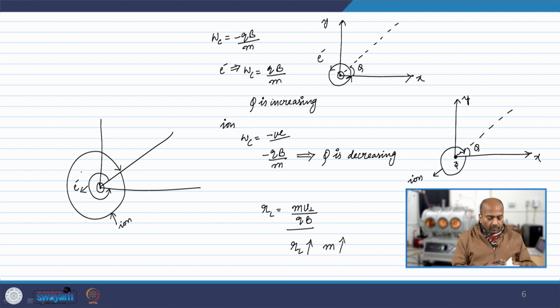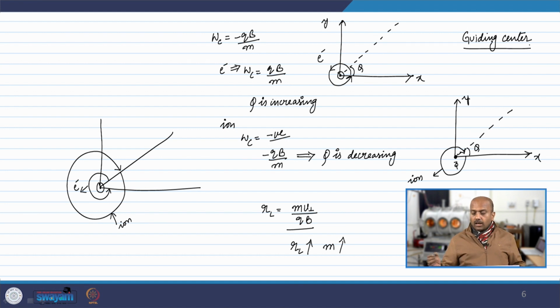Now there is one more very important thing here. As the particle is rotating around the center, okay, this point around which the particle is executing this circular motion is called the guiding center. And the guiding center is very important in order to understand the particle drifts, okay.